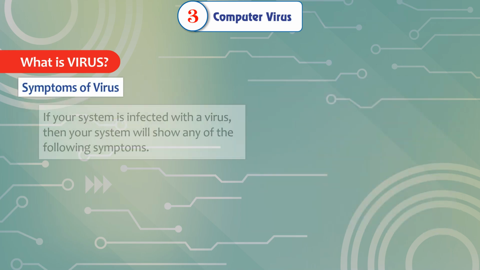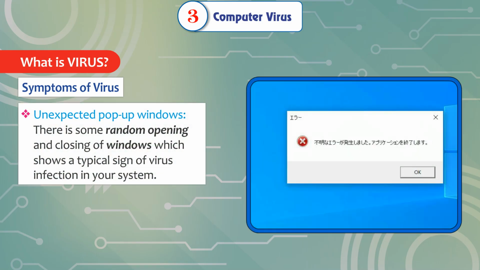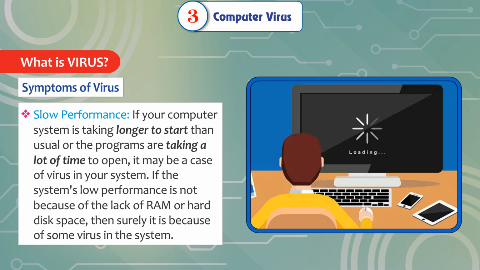Symptoms of virus. If your system is infected with a virus, then your system will show any of the following symptoms. Unexpected pop-up windows. There is some random opening and closing of windows which shows a typical sign of virus infection in your system. Slow performance. If your computer system is taking longer to start than usual, or the programs are taking a lot of time to open, it may be a case of virus in your system.